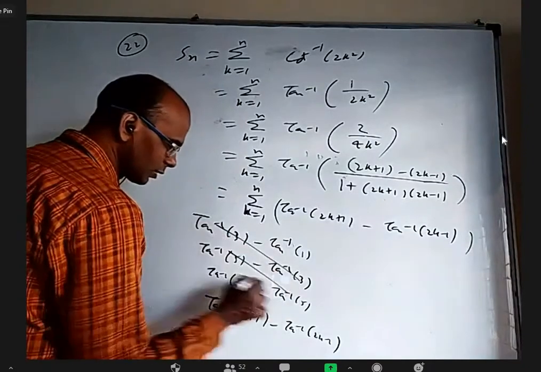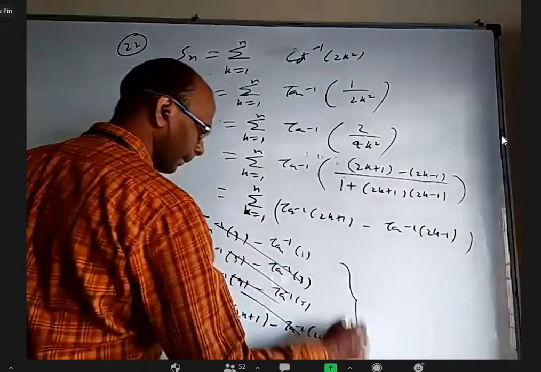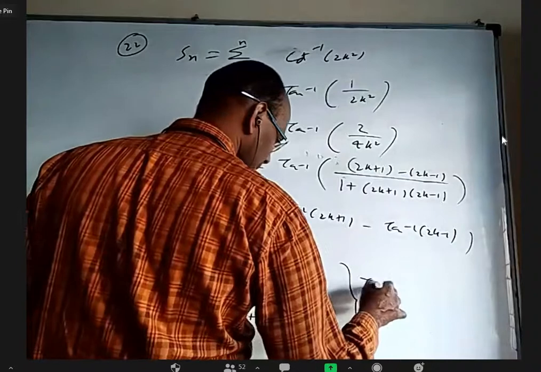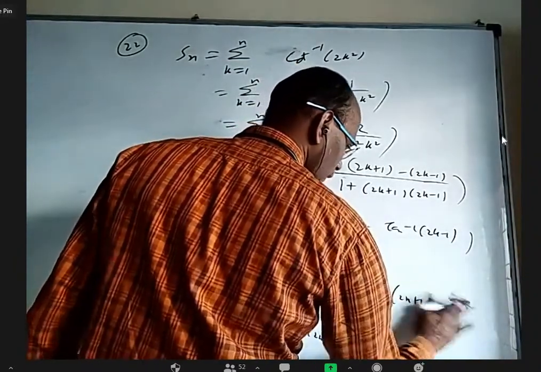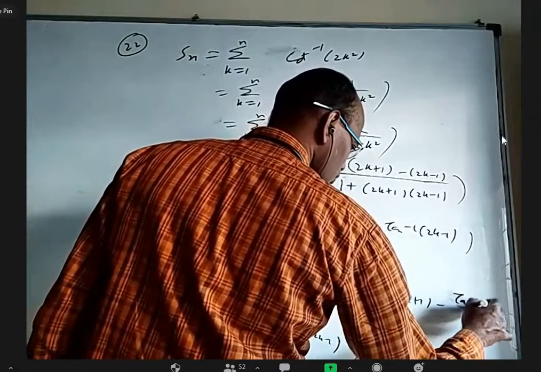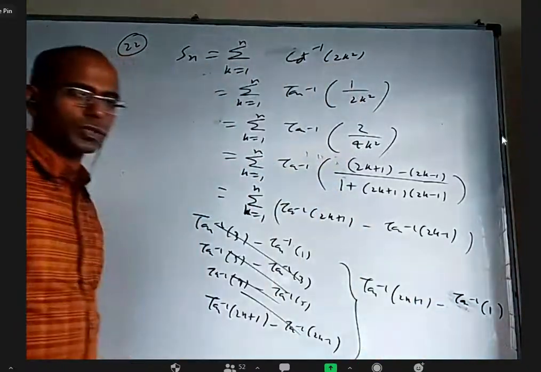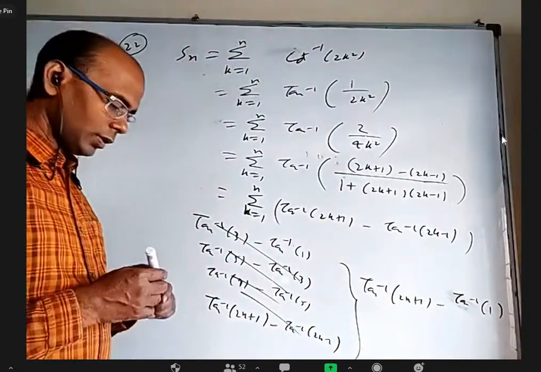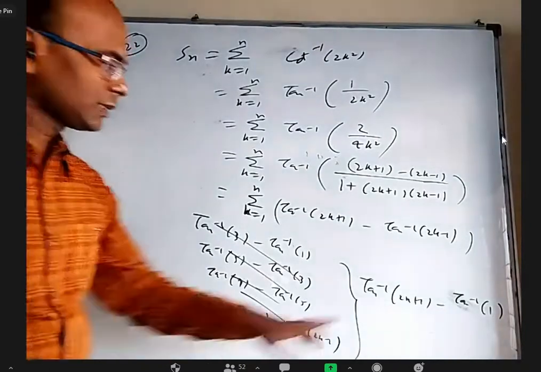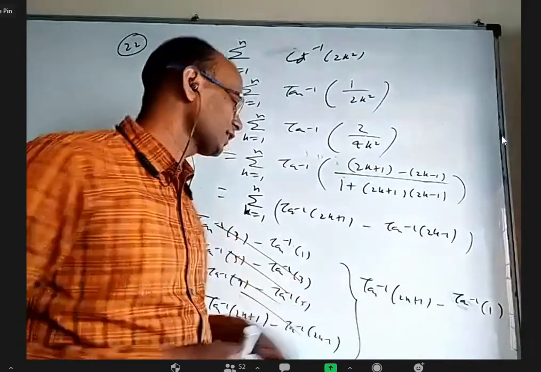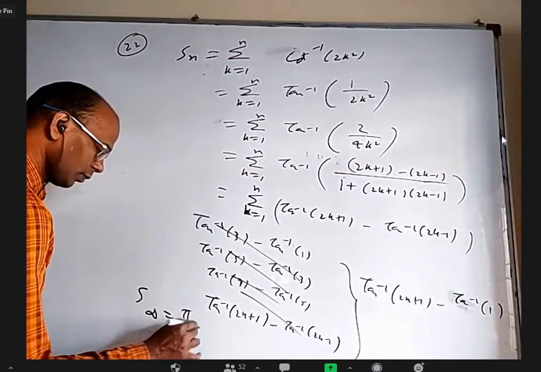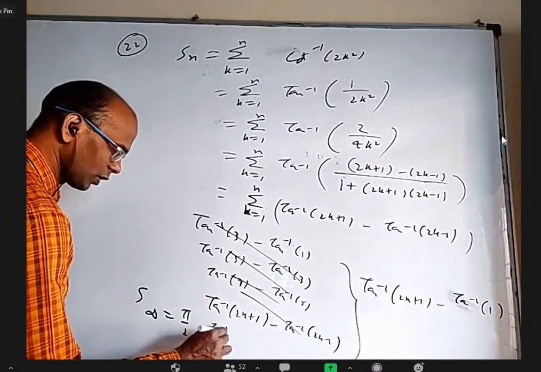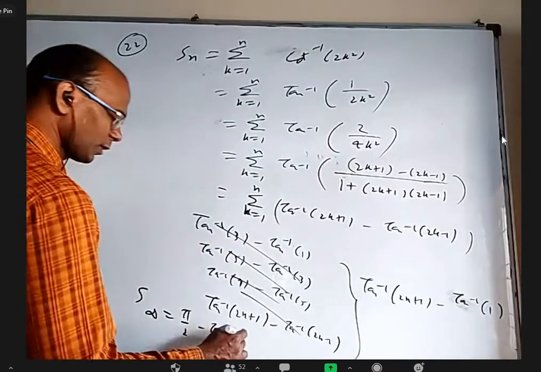When I cancel all these terms like this, I will get tan inverse (2n plus 1) minus tan inverse 1. Okay, so this is up to n terms. Now when n becomes infinity, this will become infinity, and tan inverse infinity is pi by 2. So S infinity is pi by 2 minus tan inverse 1, and tan inverse 1 is pi by 4. Pi by 2 minus pi by 4 is pi by 4.